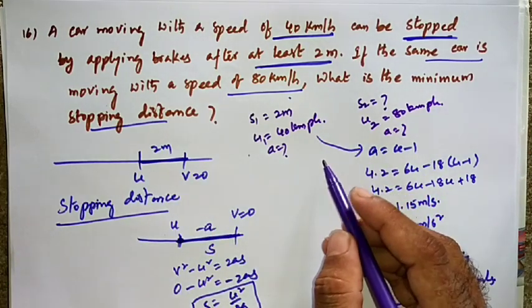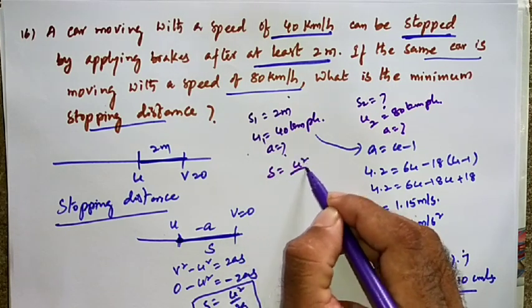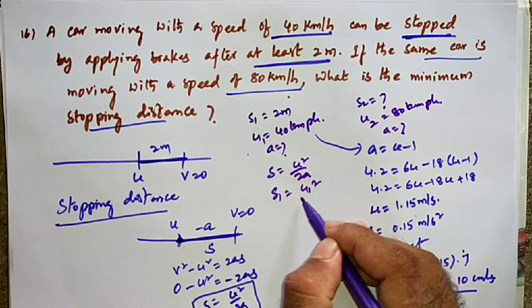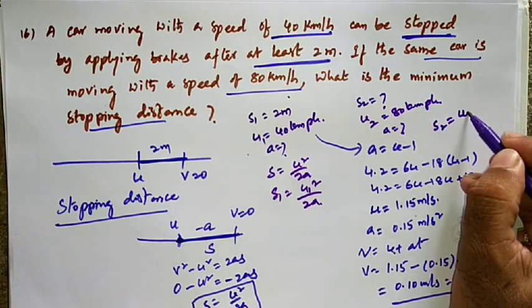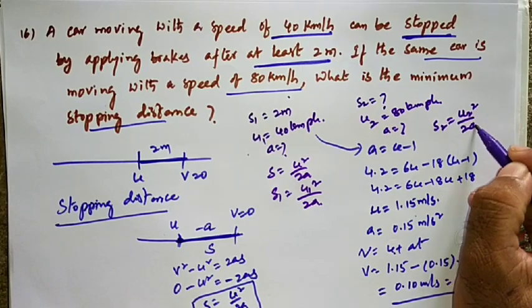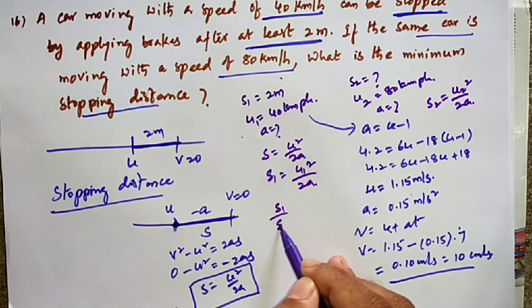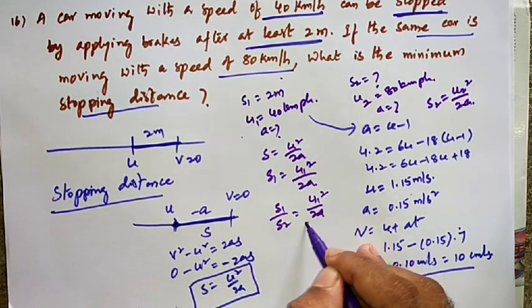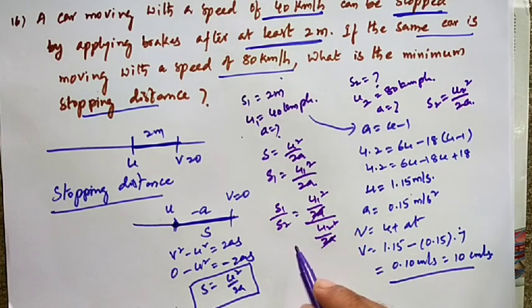Now, what is the stopping distance formula? S is equal to u square by 2a. Now S1 is equal to what? U1 square by 2a. Similarly, S2 is equal to U2 square by 2a. Now you divide these two equations so that S1 by S2 is equal to U1 square by 2a by U2 square by 2a. 2a gets cancelled.